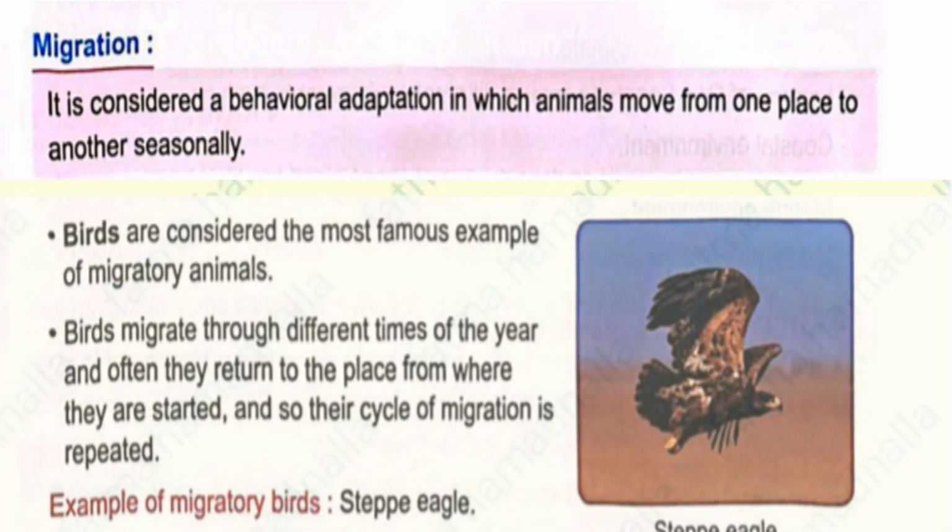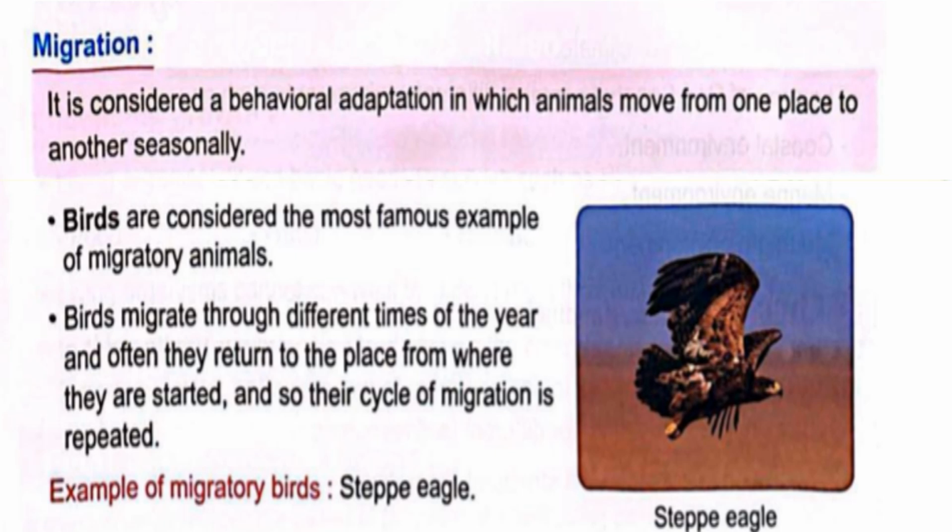Migration is considered a behavioral adaptation in which animals move from one place to another. Birds are the most well-known examples of migratory animals. They migrate at different times of the year and then return to their original place, so the migration cycle is repeated. An example of a migratory bird is the steppe eagle.